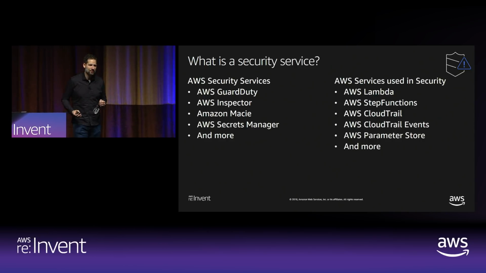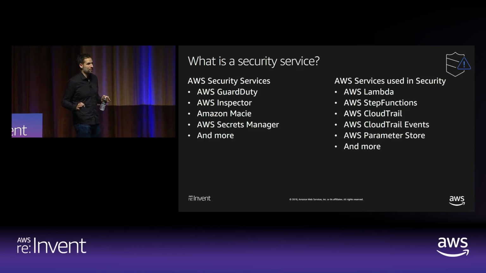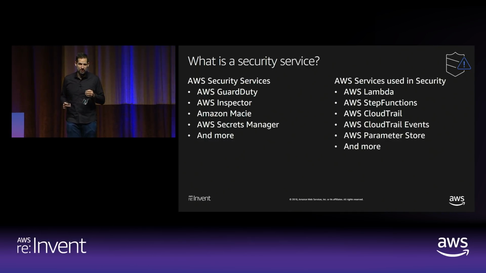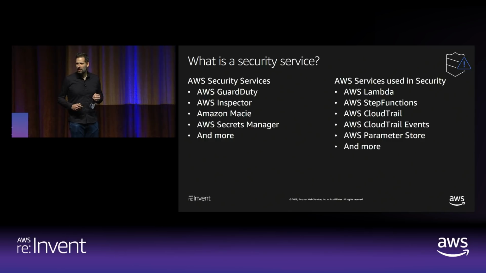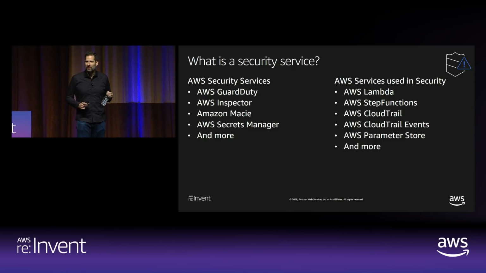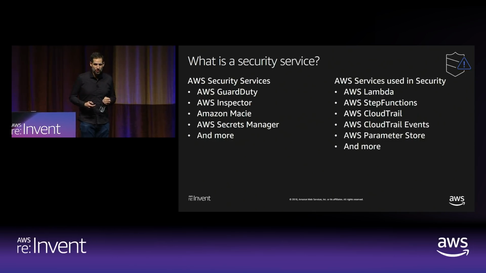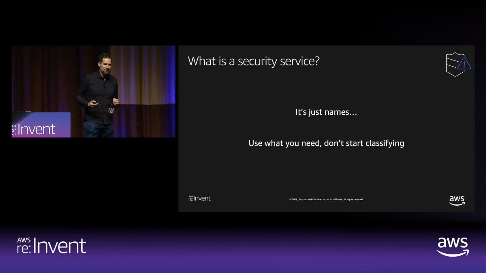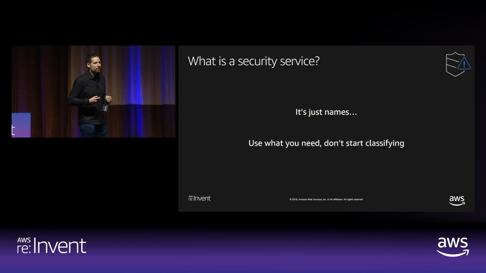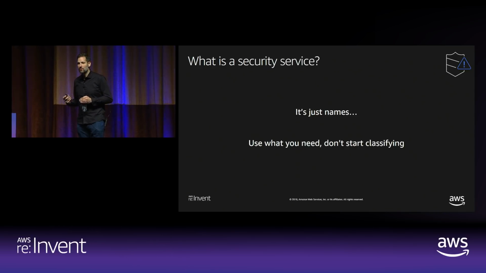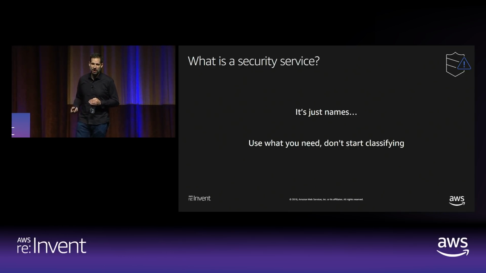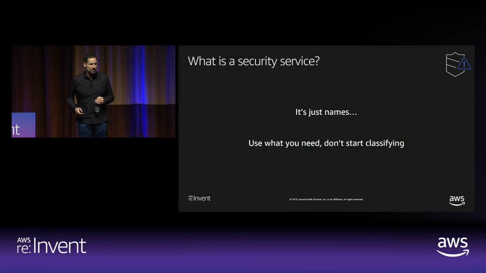We have Lambda. Lambda is the most amazing thing from a security perspective ever. How many people use Lambda in their security process? And are you using, keep it up if you're using CloudWatch Events as well. Couple. Awesome. Like all of these are services that are services used in security. It's just names. Use whatever you need. Don't look at it as this is not a security service. If you can use it in a workflow, if you can use it in automation, make it into a security service. Make it into a service that supports your security processes.